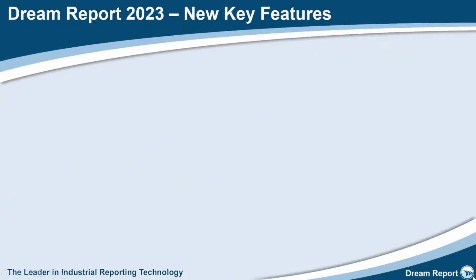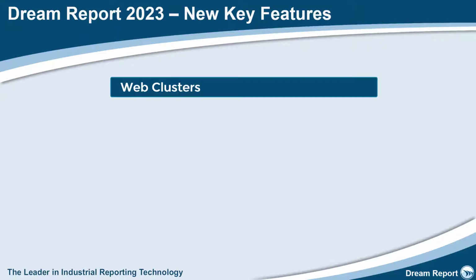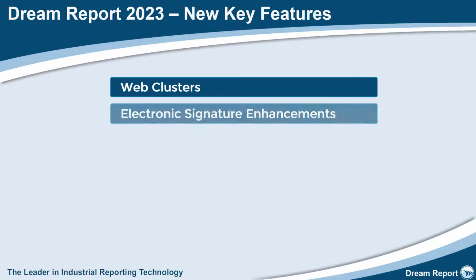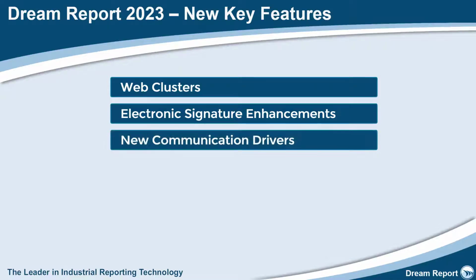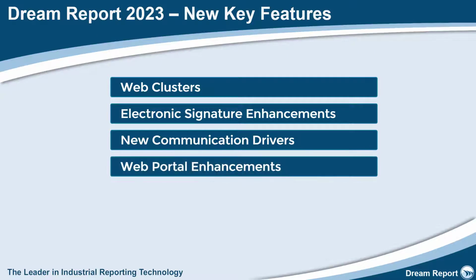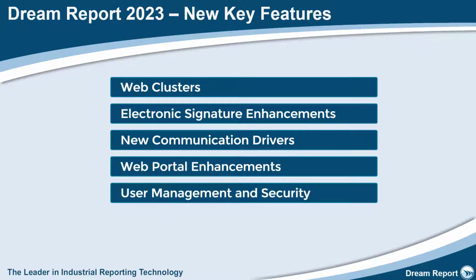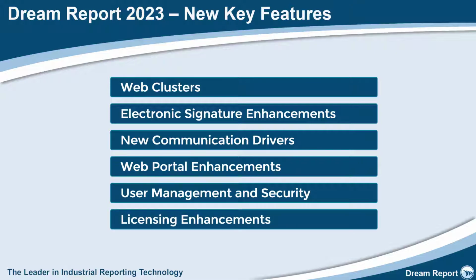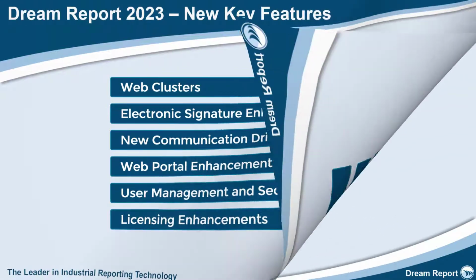We'll cover the following key features in this release: web clusters for embedding Dream Report content into other applications, enhancements to the electronic signature feature, both new and updated communication drivers, enhancements to the Dream Report web portal, updates and enhancements to user management and security, and updates on what's included with new Dream Report licenses.